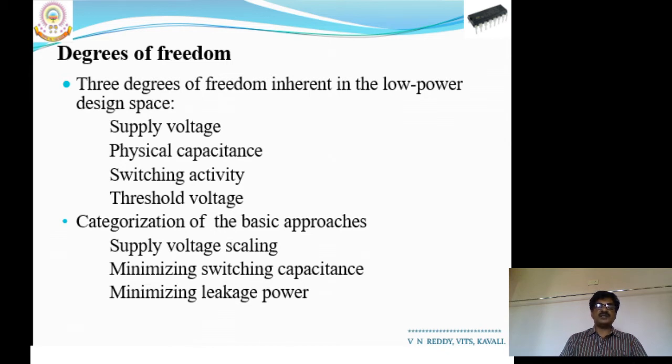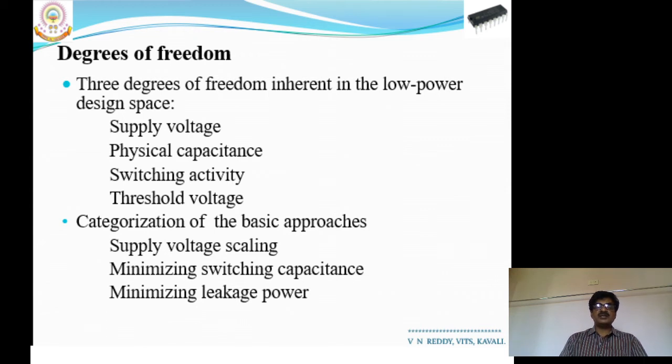For that, different techniques or approaches are there that you can apply from the system level to the device level, like transistor size scaling, architectural level approaches, parallelism, pipelining, like that. Some techniques you can apply to improve the speed.